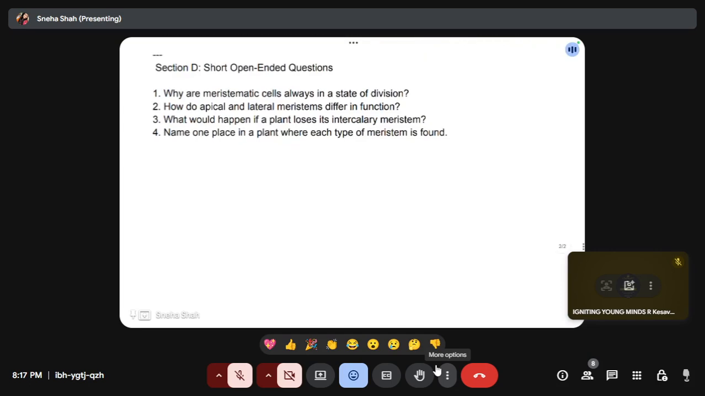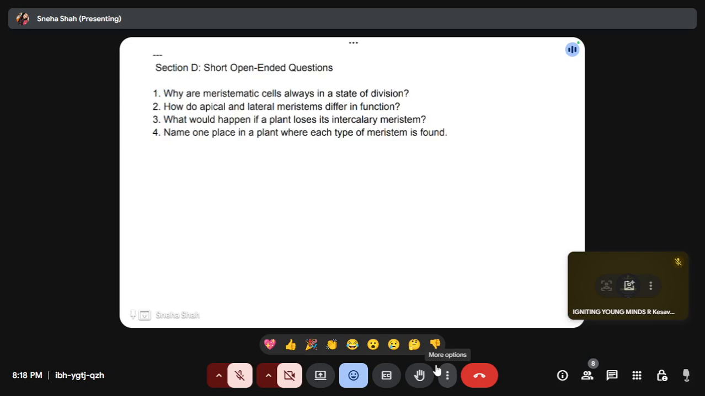What would happen if a plant loses its intercalary meristem? Leaves would not be developing. Correct. What can happen is, once the leaves are there, if the intercalary meristem is missing, leaves will stop growing to a particular length. Leaves may come out of the branch because of growing cells, but they will not attain their accurate height or length. So the leaves will grow shorter. Understood?